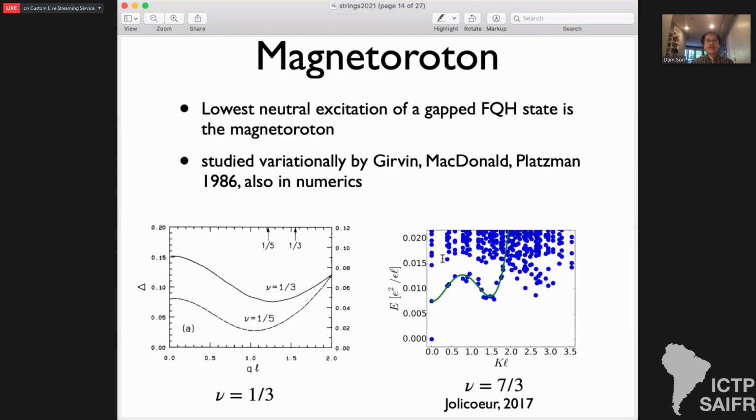That excitation has been studied. This question has been posed and studied variationally by Girvin, MacDonald, and Platzman, and in subsequent works. And it has been found that there is a branch of modes, typically with a dispersion relation with a minimum at non-zero q, that has been called the magnetoroton. So here I'm showing the original variational result of Girvin, MacDonald, and Platzman for the ν = 1/3 state, and a later result for the ν = 7/3 state, which is the 1/3 state in a higher Landau level.